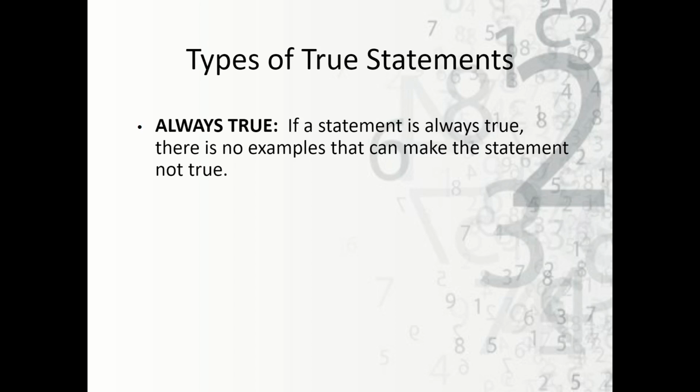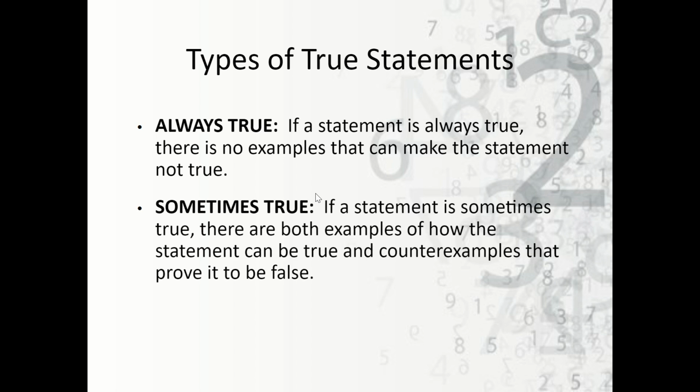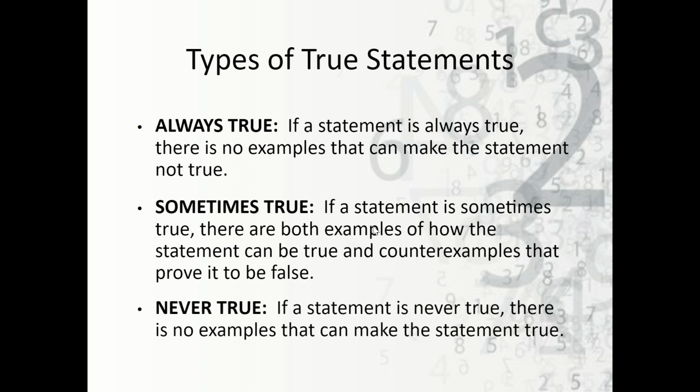So for instance, the sun comes out today. That's always true. It may be kind of overcast, but the sun is still out. So that's an always true statement. Sometimes true means that there are examples of it being true and examples of it not being true. So we can provide examples on both sides. And then never true means that there are no examples when this ever happens.